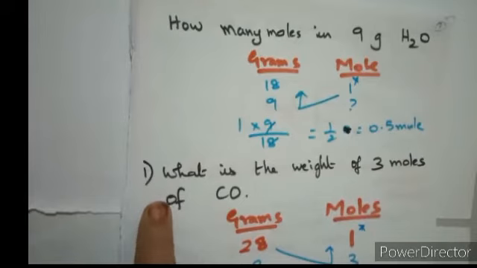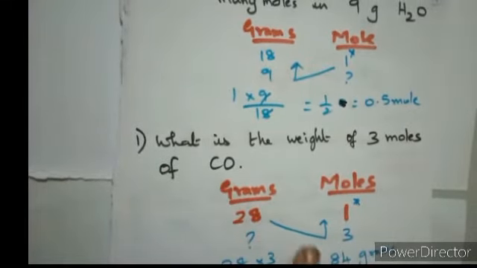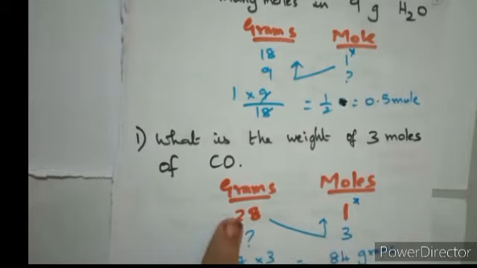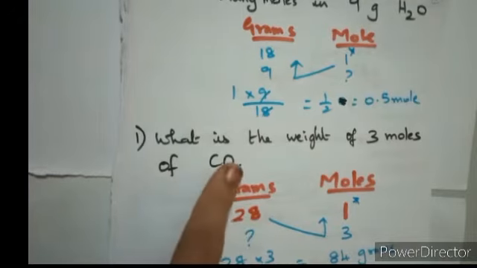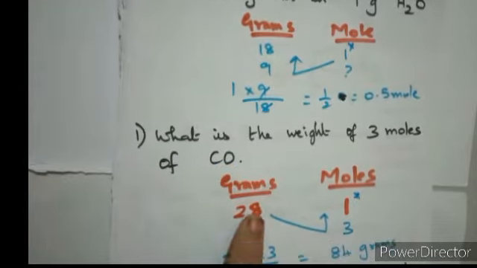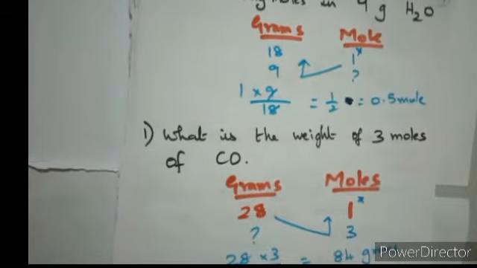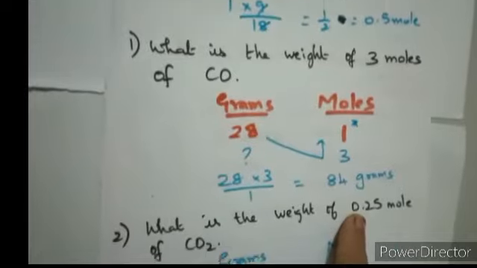The next question is, what is the weight of 3 moles of carbon monoxide? So carbon monoxide, according to the molecular weight concept, 1 mole corresponds to the molecular weight 28, which I have arrived at by adding the weight of carbon and oxygen. 12 and 16 is 28 grams. So 3 moles amounts to how much? Start from the question mark side, go like this, 28 into 3 by 1 is equal to 84 grams.